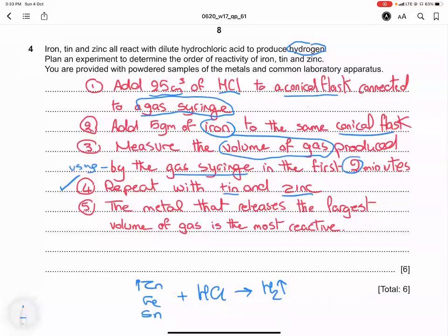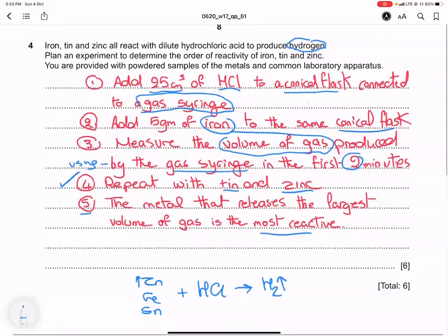Repeat the experiment with the other 2 metals, tin and zinc. Conclusion at the end: the metal that releases the largest volume of gas is the most reactive. Okay, these are 5 points for 5 marks, and mentioning the gas syringe earns you the 6th mark.